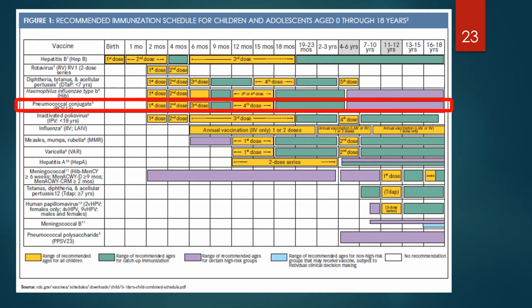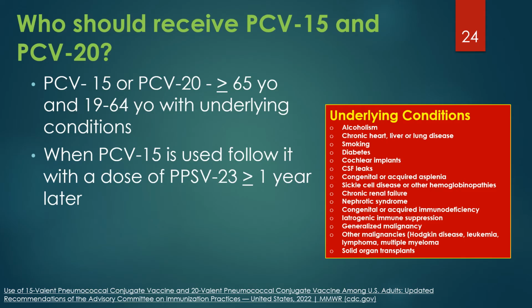This is the CDC child immunization schedule with the PCV13 schedule outlined in red. So who should receive PCV15 and PCV20? On October 20th, 2021, the Advisory Committee on Immunization Practices, ACIP, recommended PCV15 or PCV20 for adults who had never received PCV in the past and are either aged 65 years or older or aged 19 to 64 years with underlying conditions listed on this slide.